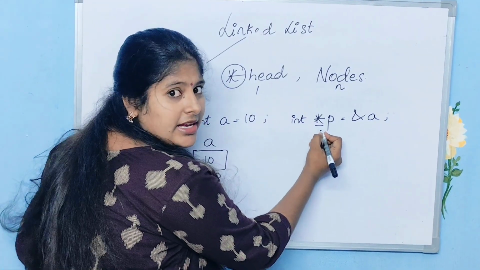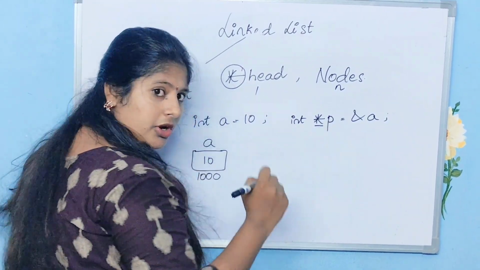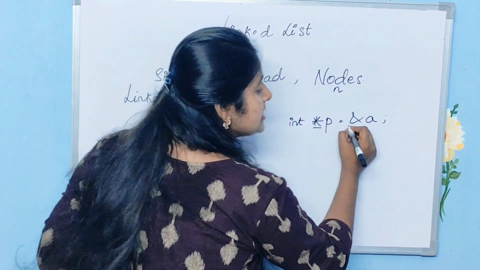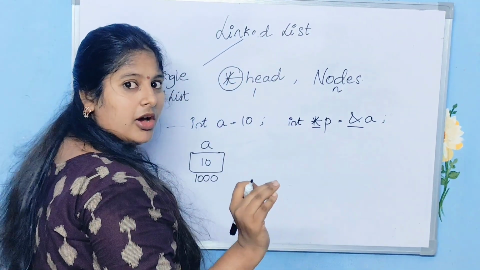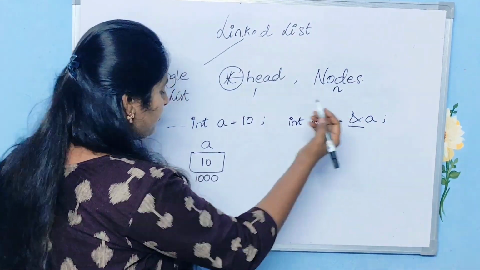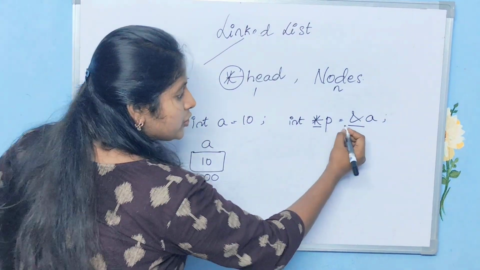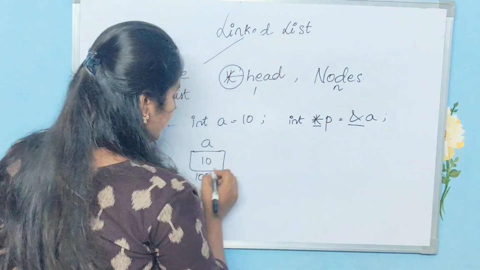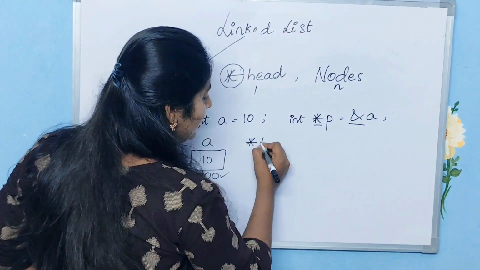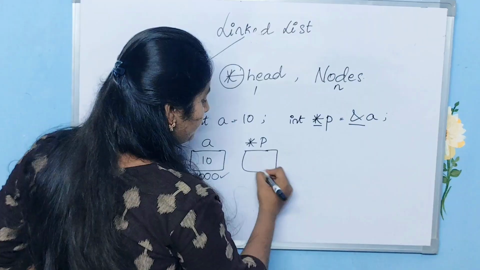This symbol is called an asterisk. In case you are not able to spell that symbol, you can say star p. And this symbol is called an ampersand, which I will call the address-of operator. So I've stored the address of a in p. What is the address of a? That's 1000, and star p is holding the address 1000.